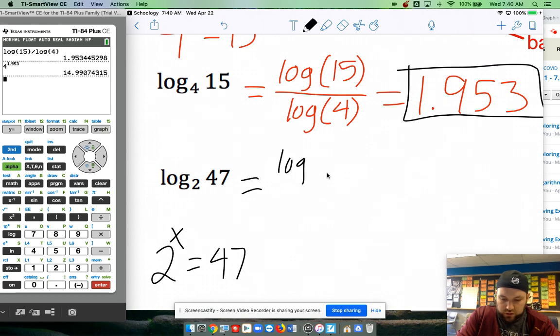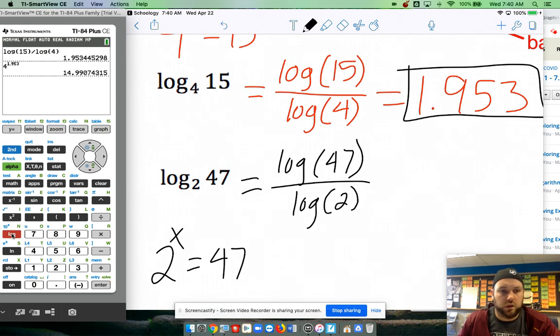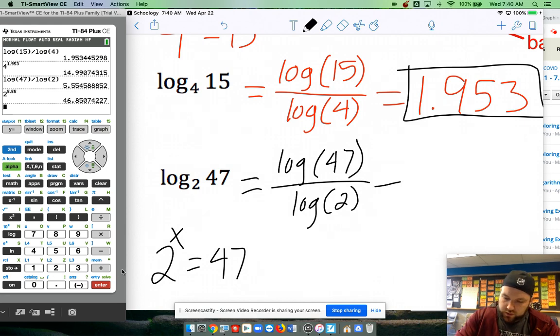So log base 2 of 47, again, 2 to what power is equal to 47 is what this is asking. So I'm going to do log of 47, and I'm going to divide by log of 2. Log of 47 divided by log of 2. So just double check, 2 raised to the power of 5.55 will give me 46.85, which really isn't even that close to 47. So we should probably go to the third decimal point, which is 5.555.